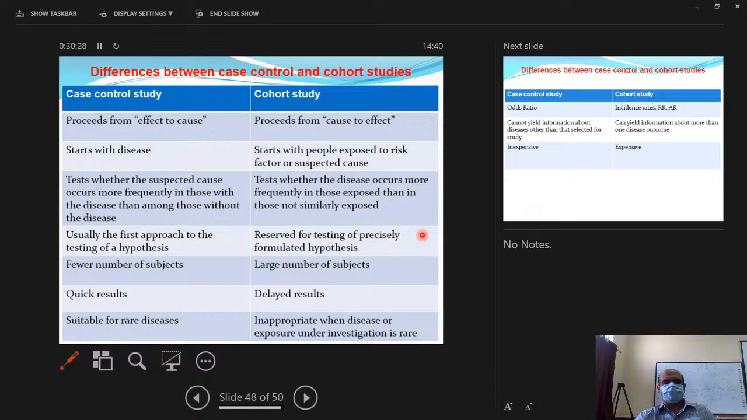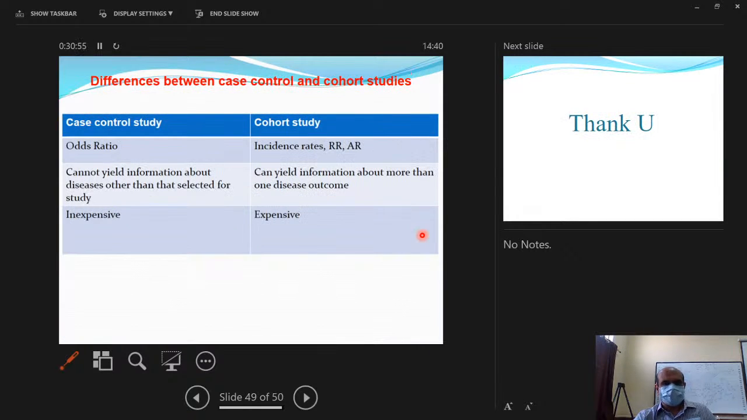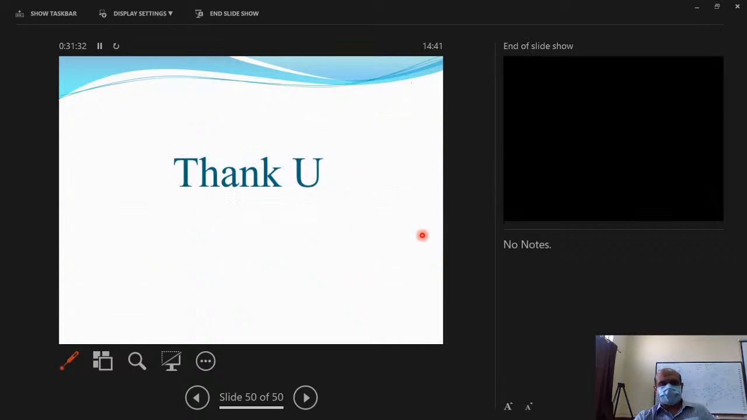In case control study, you require fewer subjects. In cohort study, you require a large number of subjects. Case control study gives quick results, and cohort study takes a longer time to get the results. Case control study is suitable for rare diseases, and cohort study is not appropriate for rare diseases. In case control study, the odds ratio can be calculated, and in cohort study, incidence rates, risk ratio, and attributable risk can be calculated. Case control study cannot yield information about disease other than that selected for the study. The cohort study can yield information about more than one disease outcome. Case control study is less expensive. Cohort study is expensive.